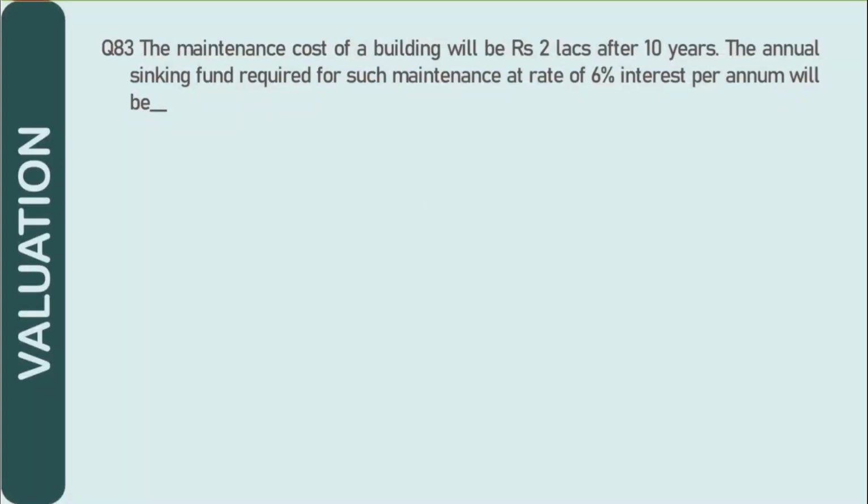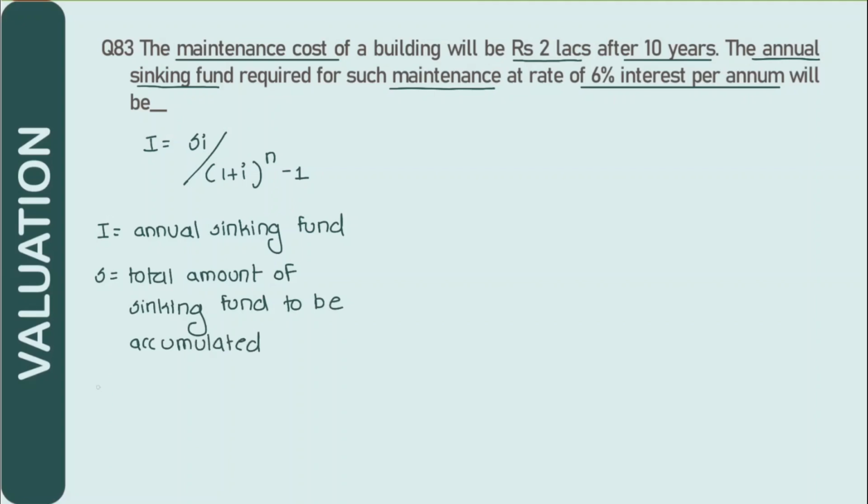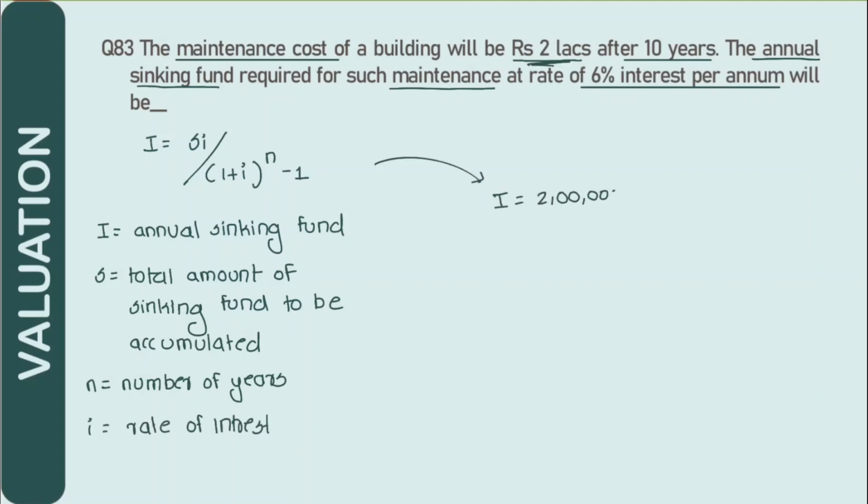The maintenance cost of a building will be rupees 2 lakhs after 10 years. The annual sinking fund required for such maintenance at a rate of interest of 6% per annum will be. So we know that I is equal to SI divided by 1 plus i raised to power n minus 1, where I is the annual sinking fund, S is the total amount collected at the end, n is the number of years, and i is the rate of interest. So substituting all the values, we get that the annual sinking fund will be 15,189 rupees.